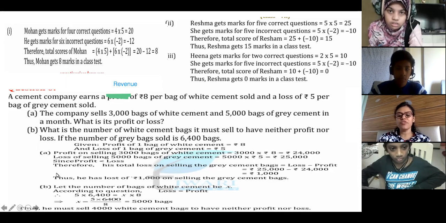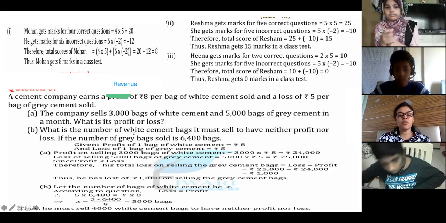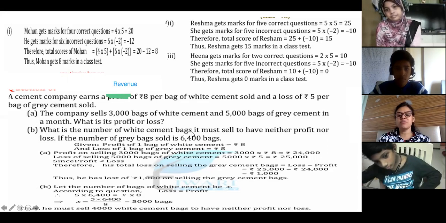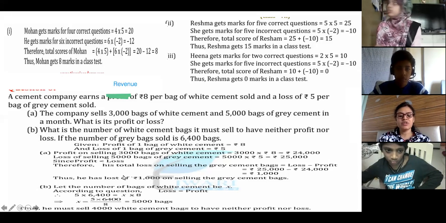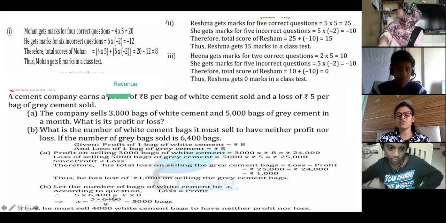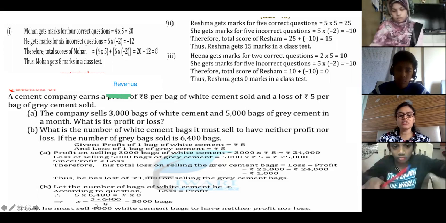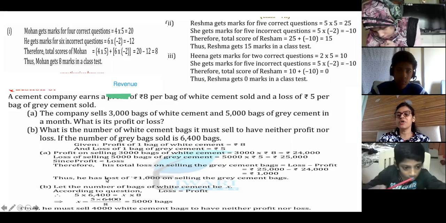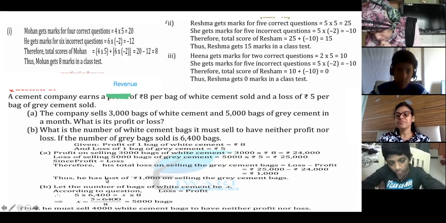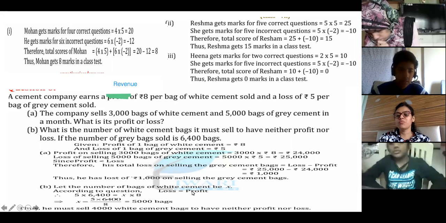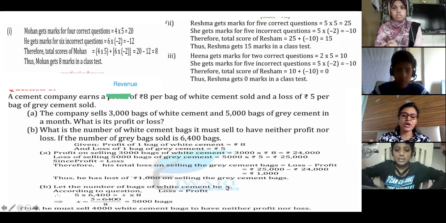So when there is no profit, no loss, let us suppose that X number of white cement bags is there. So what is the value? X into 8 is equal to 5 into 6400. You'll get the number of bags of white cement using this equation. Is it clear? Yes. Okay, what technique do you have to use?